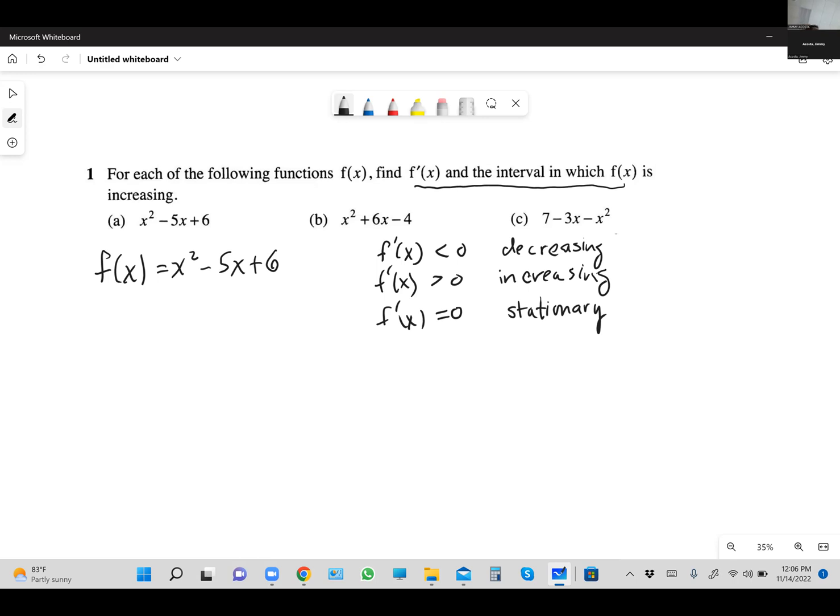Now, it's instructive for me to go ahead and do this, and not only that, and demonstrate using a graph so you can visually see it. So f prime of x, can somebody tell me what the derivative is?